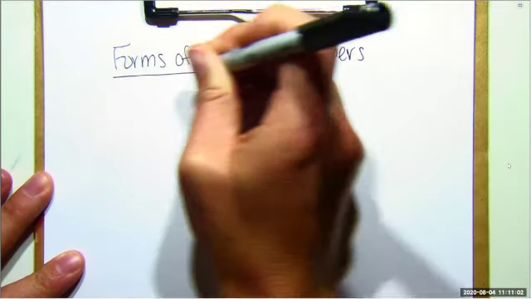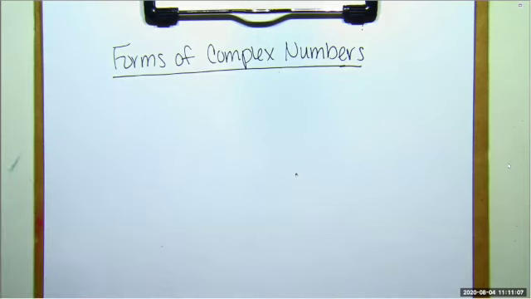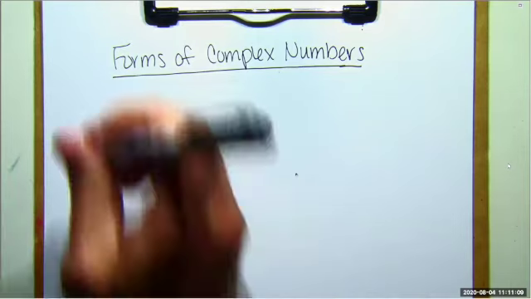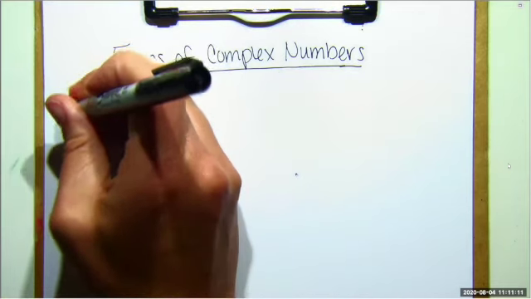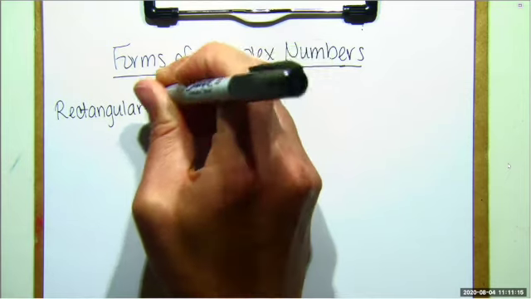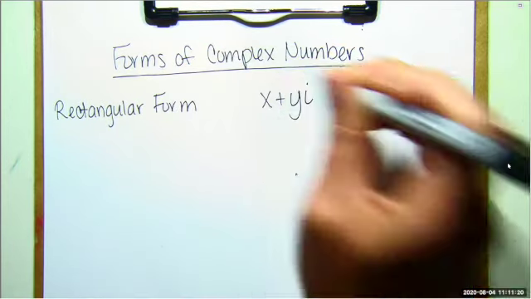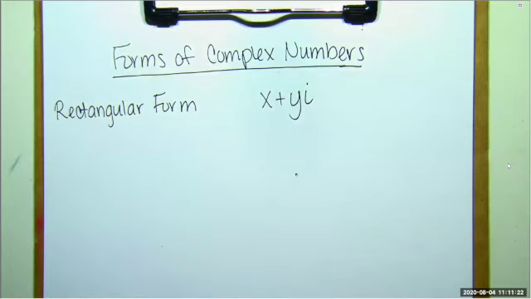Okay, so different forms of complex numbers. We're going to see 3 different ways to write a complex number. The first is what we already saw. x plus yi is called rectangular form. So rectangular form is x plus yi. Anytime you see those x and y's, you should think that's rectangular.